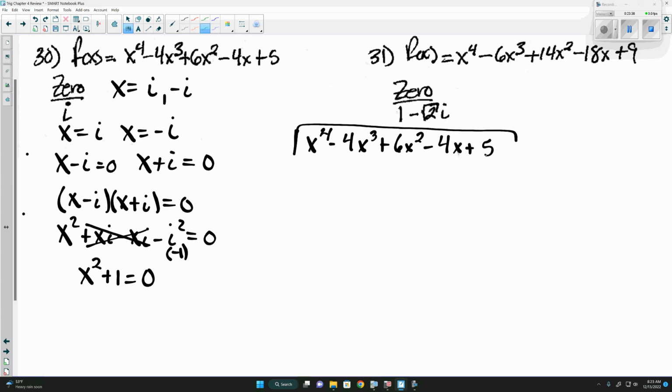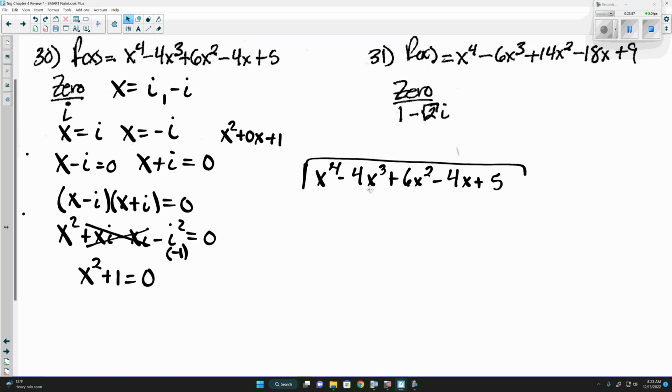And divide this thing by x squared plus 0x plus 1. Any questions on this so far? We good with this here? I might need to move all that down just a hair.